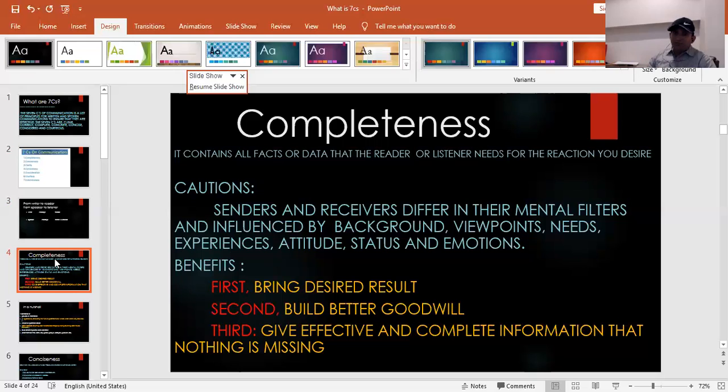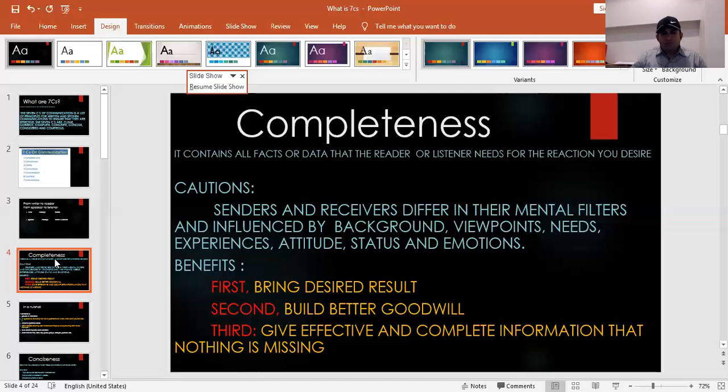Now, these are some cautions for when the sender and receiver differ in their mental filters. You know very well that when the sender wants to make his writing better, he will keep something in his mind. Like, who is my receiver? What kind of receiver do we have? All these questions are raised in the mind. So completeness means bringing all the five WH questions to mind.